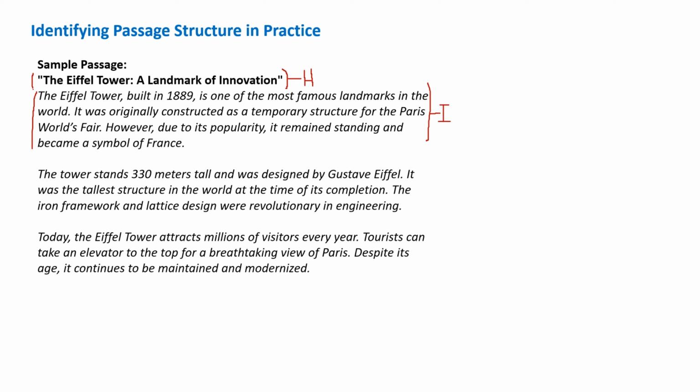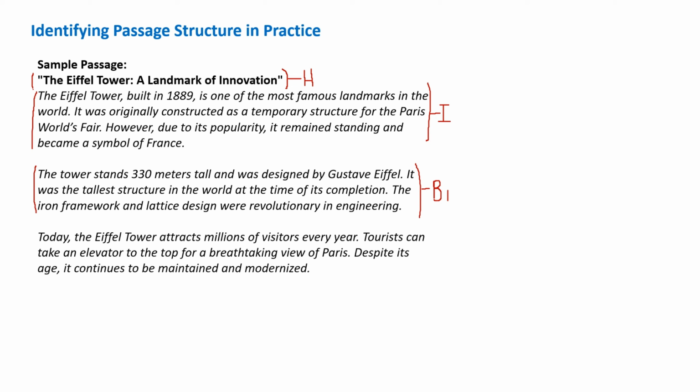The next passage: the tower stands 330 meters tall and was designed by Gustav Eiffel. It was the tallest structure in the world at the time of its completion. The iron framework and lattice design were revolutionary in engineering. Now, this is body paragraph 1. Now, what does this discuss? It basically discusses the history and design of the Eiffel Tower.